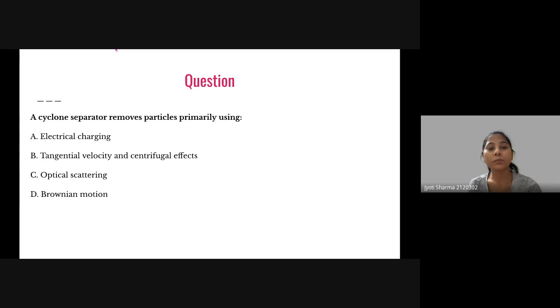Okay, now we are moving to a different separator, or you can say instrument. This is the cyclone. A cyclone separator removes particles primarily using electrical charging, tangential velocity and centrifugal effects, optical scattering, or Brownian motion. So yeah, we already talked about this. If we have a cyclone separator, then we depend on the tangential velocity and centrifugal effect.